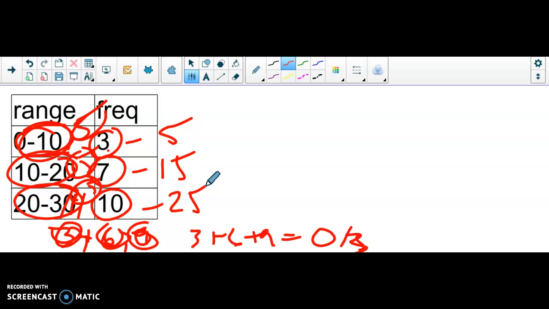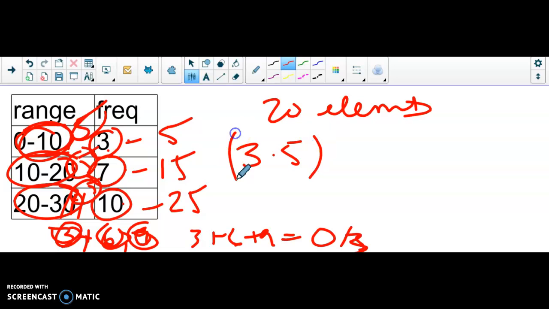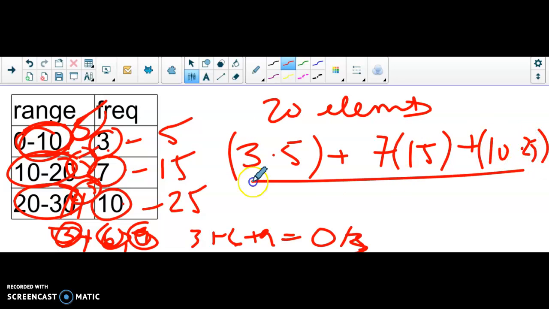And then we say, well, there's a total of 3 plus 7 plus 10. There are 20 elements, or n is 20. Then for each of these we go, give me the frequency. So I have 3 5s, and I have 7 15s, and I have 10 25s, and I divide that by 20.